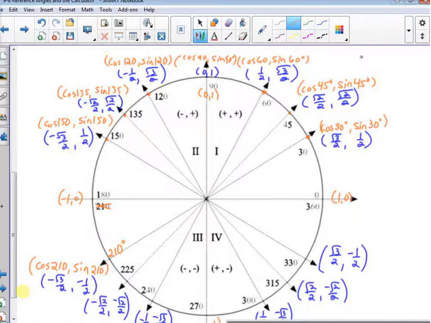Okay, so if we just take a gander at our picture that we finished here, you should notice that the sine of 60 is identical answer to the sine of 120. They're both radical 3 over 2. So there can be two answers that have the same solutions. Sine of 150 is the same as sine of 30. Cosine of 30 is the same as cos of 330. They're both radical 3 over 2.